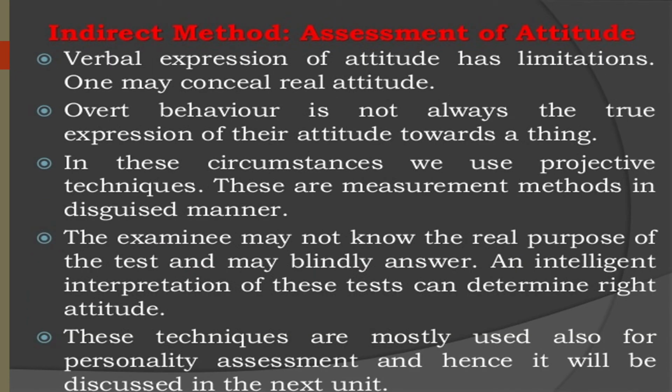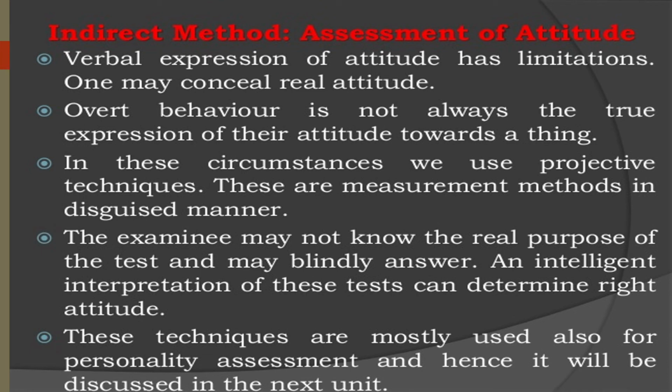Then next is the indirect method. In the indirect method, we indirectly express our attitude. Verbal expression of attitude has a limitation: one may conceal their real attitude, so overt behavior is not always the true expression of their attitude towards a thing. What is the person's attitude towards an object, towards a person, or towards a thing?